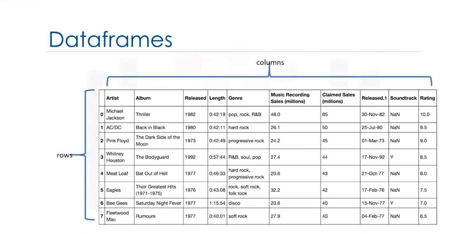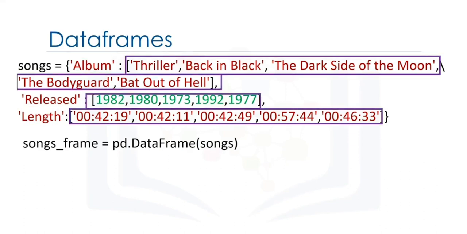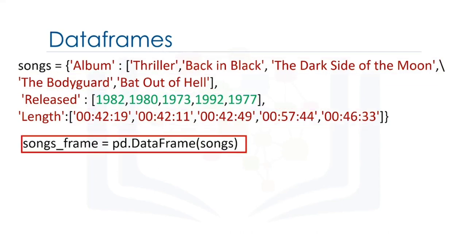A data frame is comprised of rows and columns. We can create a data frame out of a dictionary. The keys correspond to the column labels. The values are lists corresponding to the rows. We then cast the dictionary to a data frame using the function dataframe.